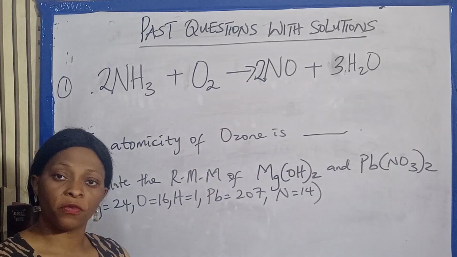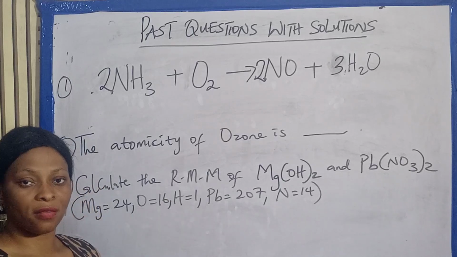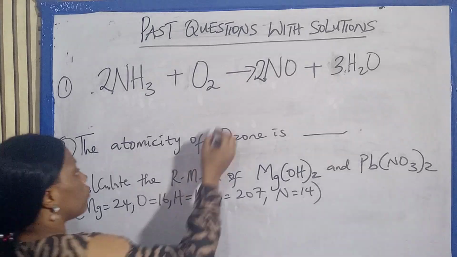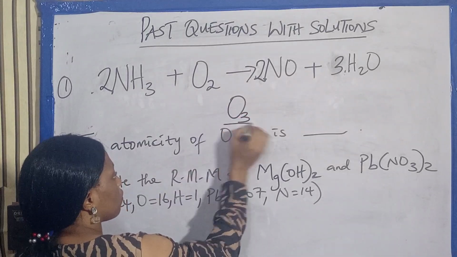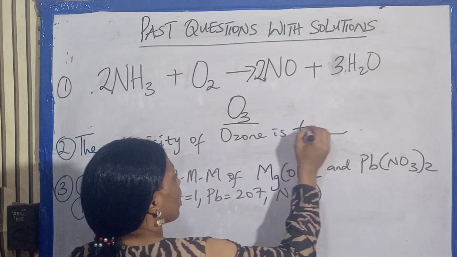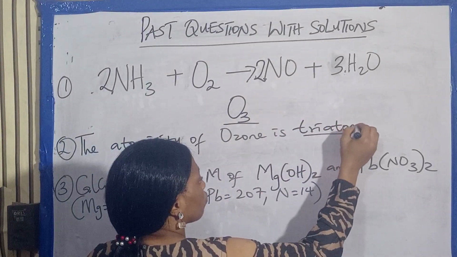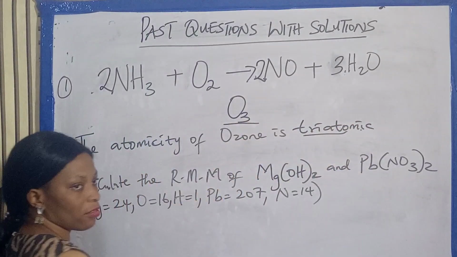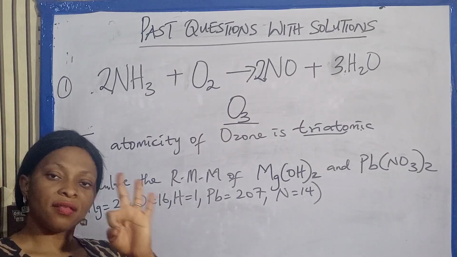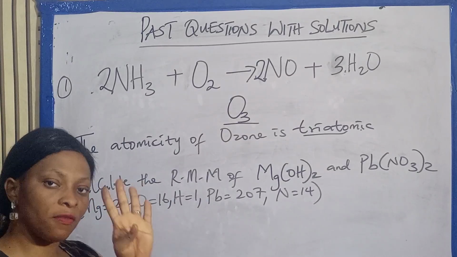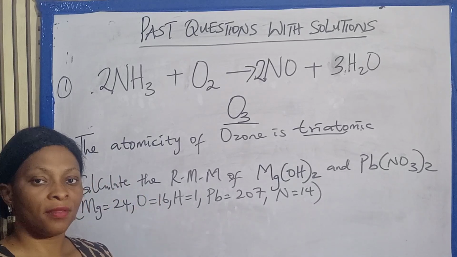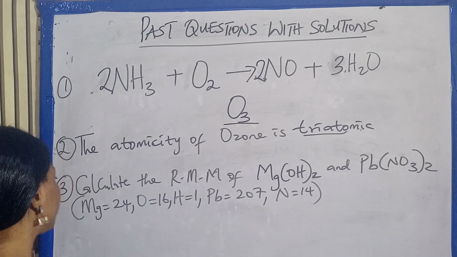The second question says the atomicity of ozone is, what is atomicity? The number of atoms present in a substance, a compound or a molecule. So ozone, you represent ozone like this. So what is the atomicity? It is triatomic. Triatomic means it has 3 atoms. Diatomic means 2. Tri means 3. Tetraatomic means 4. Pentaatomic means 5. And so on and so forth.